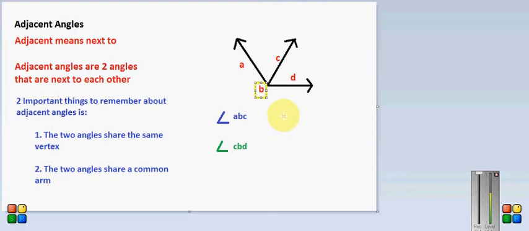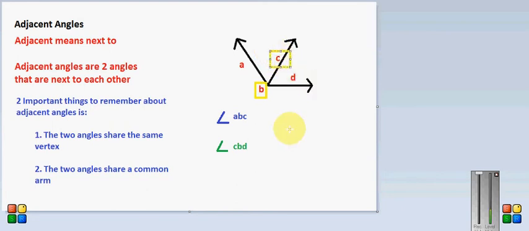Now the second tick of the box, do the angles share a common arm? Okay, so let's go back and identify the angles and then see if they do share a common arm. So we've got angle ABC, and then we also have an angle called CBD. Now, do both of these angles share a common arm? Yes, in fact they do. Okay, they share the common arm, which we've labeled as C.